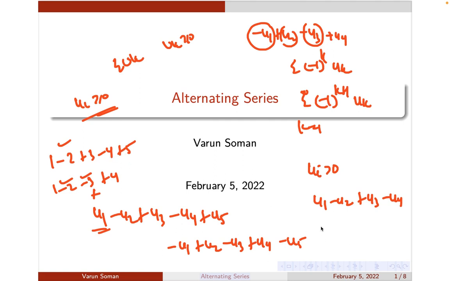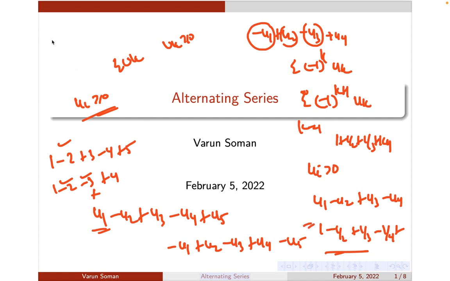Similarly, one familiar series is 1 minus 1/2 plus 1/3 minus 1/4 plus, etc. This is similar to your harmonic series, 1 plus 1/2 plus 1/3 plus 1/4. Here you can see that the terms are alternating in their signs. So this is an alternating series.